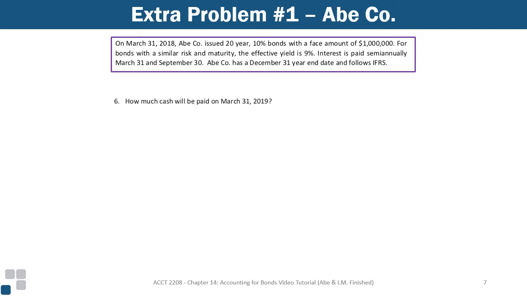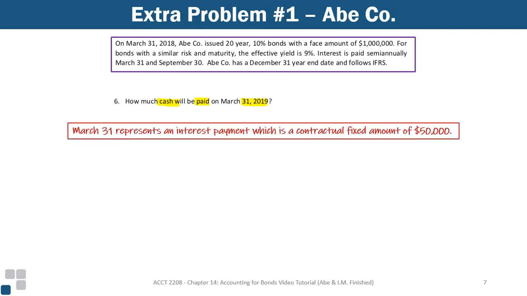All right, requirement 6: how much cash will be paid on March 31st, 2019? Well, this might be a trick question because it's so easy. It's actually the interest payment of $50,000. March 31st, and every payment, you have a contractual fixed amount of $50,000. That is the only amount of cash that's actually ever paid.